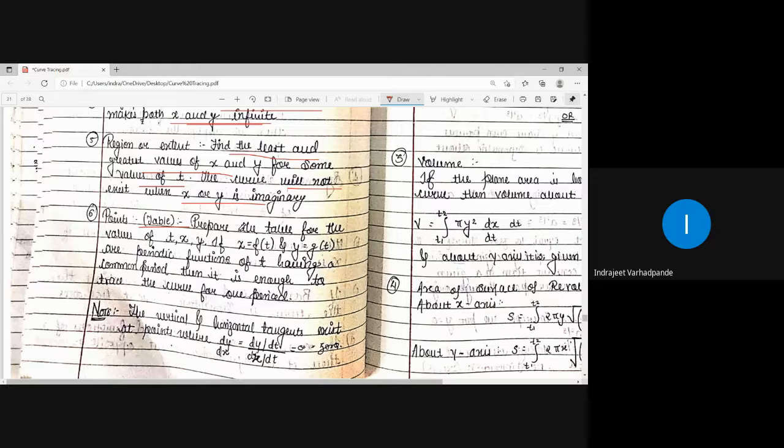Points or the table which will be formed: prepare the table for the values of t, x and y. If x equal to f of t and y equal to g of t are periodic functions of t having a common period, then it is enough to trace the curve for one period. Suppose they appear to be trigonometric functions, and we know that trigonometric functions are periodic.